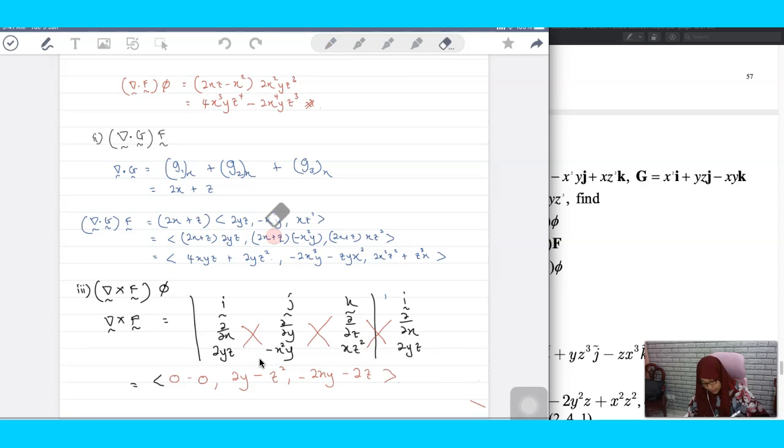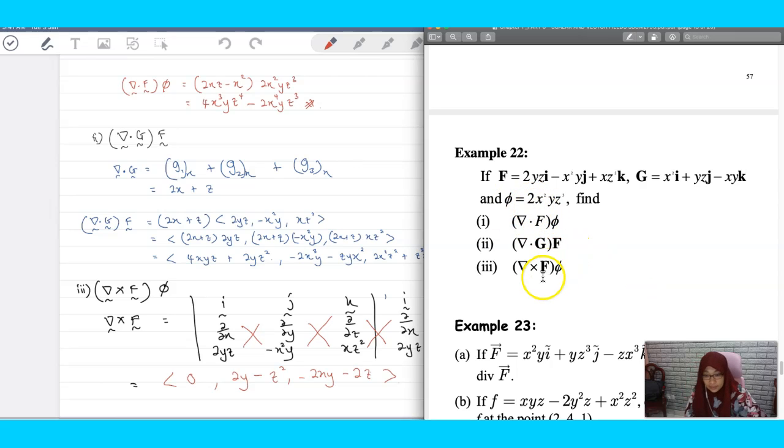Okay, which means that for this one you will get 0. And then you have to multiply this vector with the phi that you have.